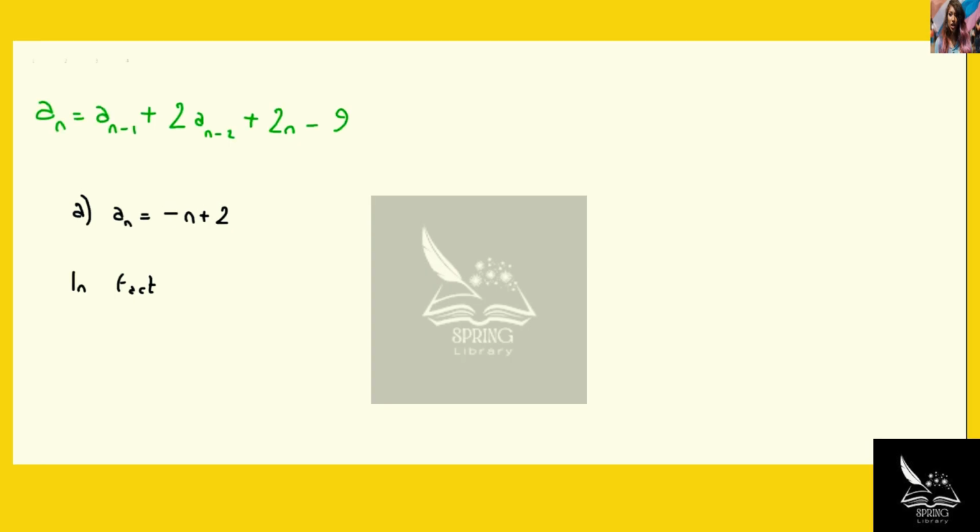We have to check the recurrence equation for the given sequences. So let's start with A, which is given by a_n = -n + 2. What we do is we write the right hand side, so a_{n-1} + 2a_{n-2} + 2n - 9, and we replace a_{n-1} and a_{n-2} with the given sequence, and we want to check that this is equal to a_n.